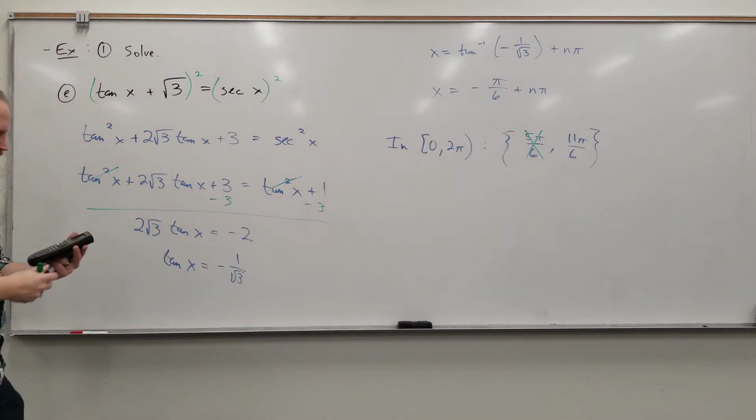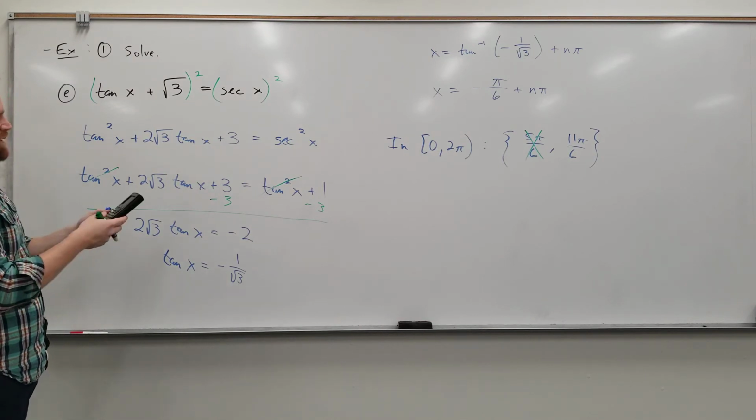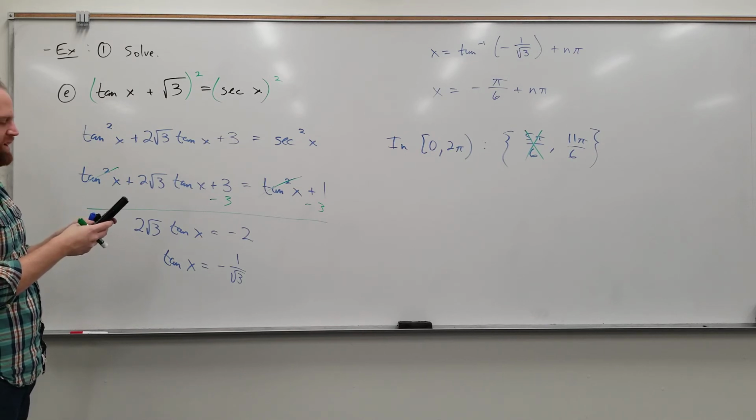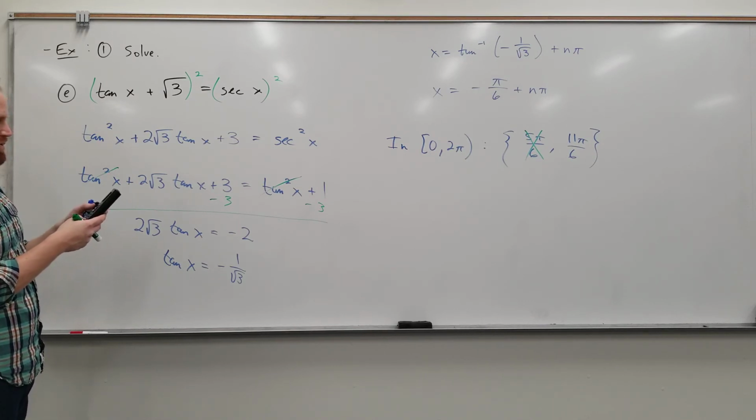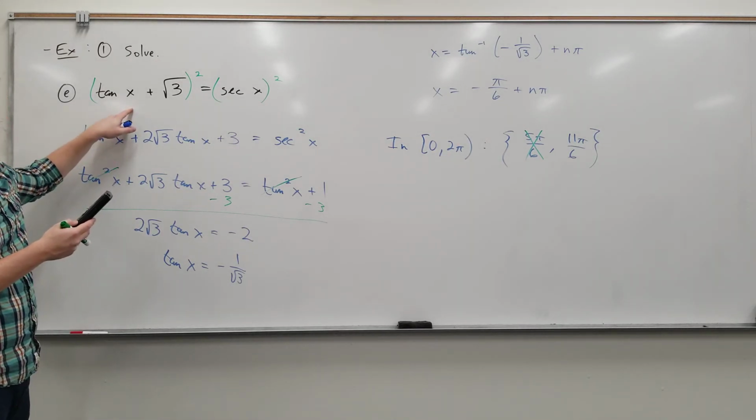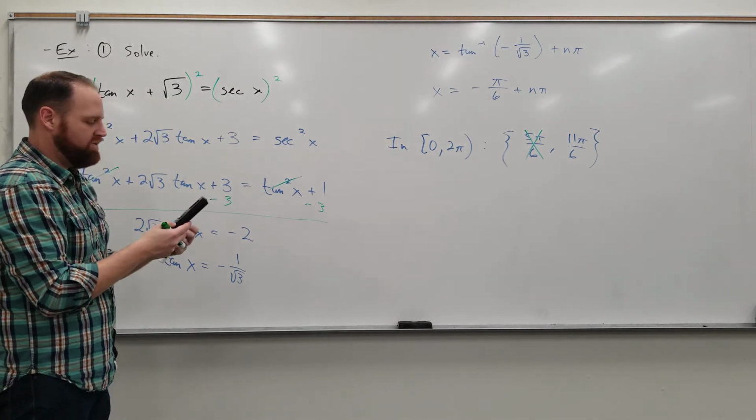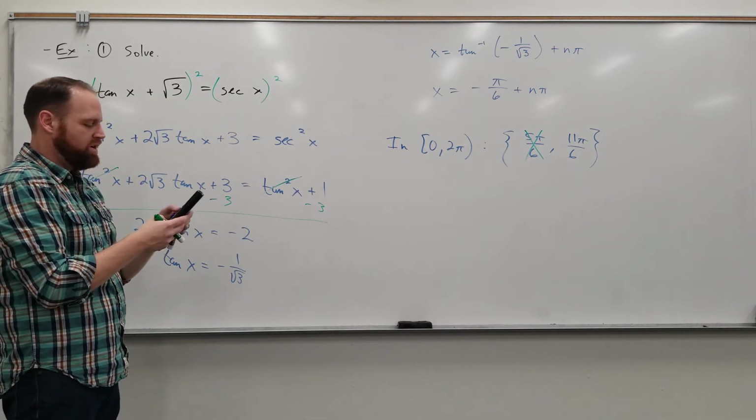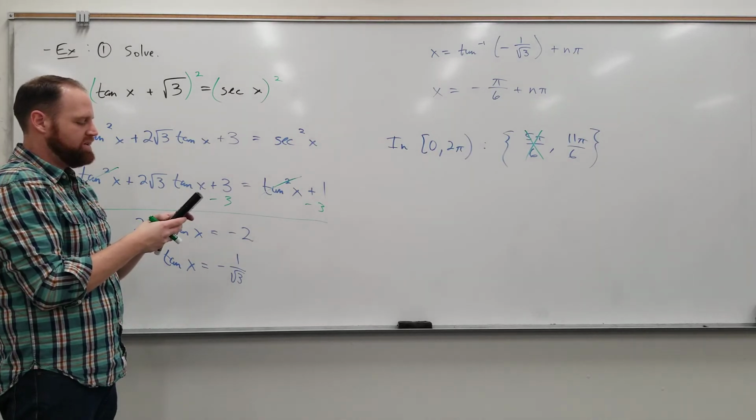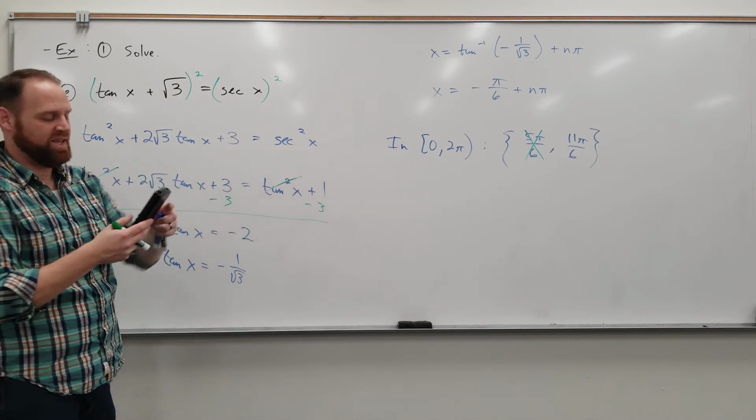Let's try 11 pi over 6. So I'm going to say tangent of 11 pi over 6 plus root 3 is 2 root 3 over 3 again. Right? 2 root 3 over 3. Secant of 11 pi over 6, that's 1 over cosine 11 pi over 6. That's 2 root 3 over 3. So 11 pi over 6 is a solution.